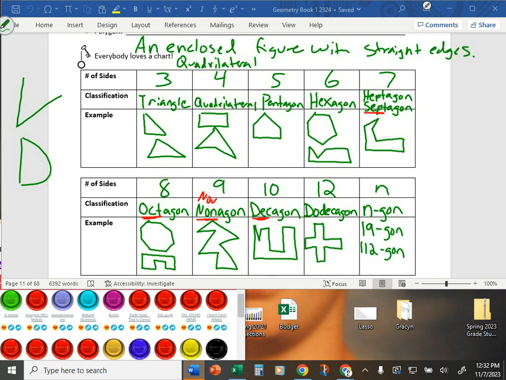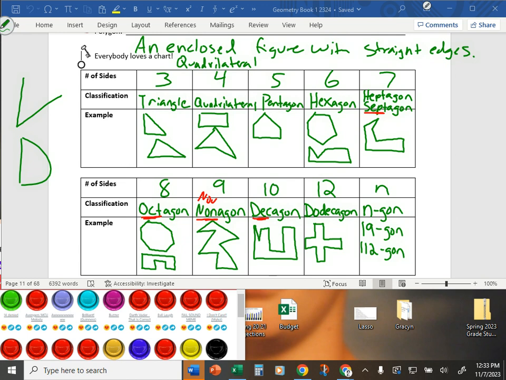Well, rather than having to memorize different names for every possible polygon, we've got the main 11 here, or 9, I guess. And then after that, you can just call them whatever by the number of sides. Any questions on the gons? Going once, going twice.